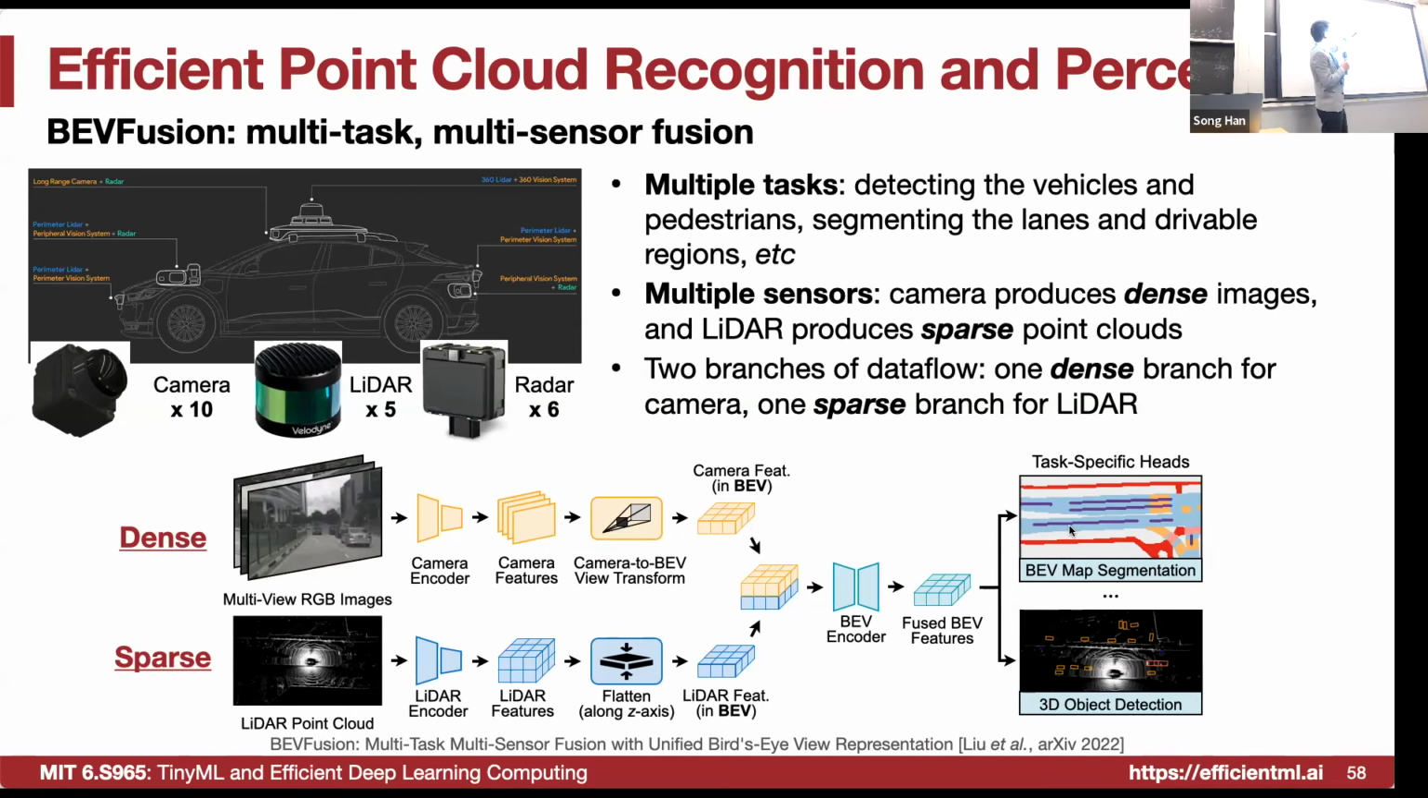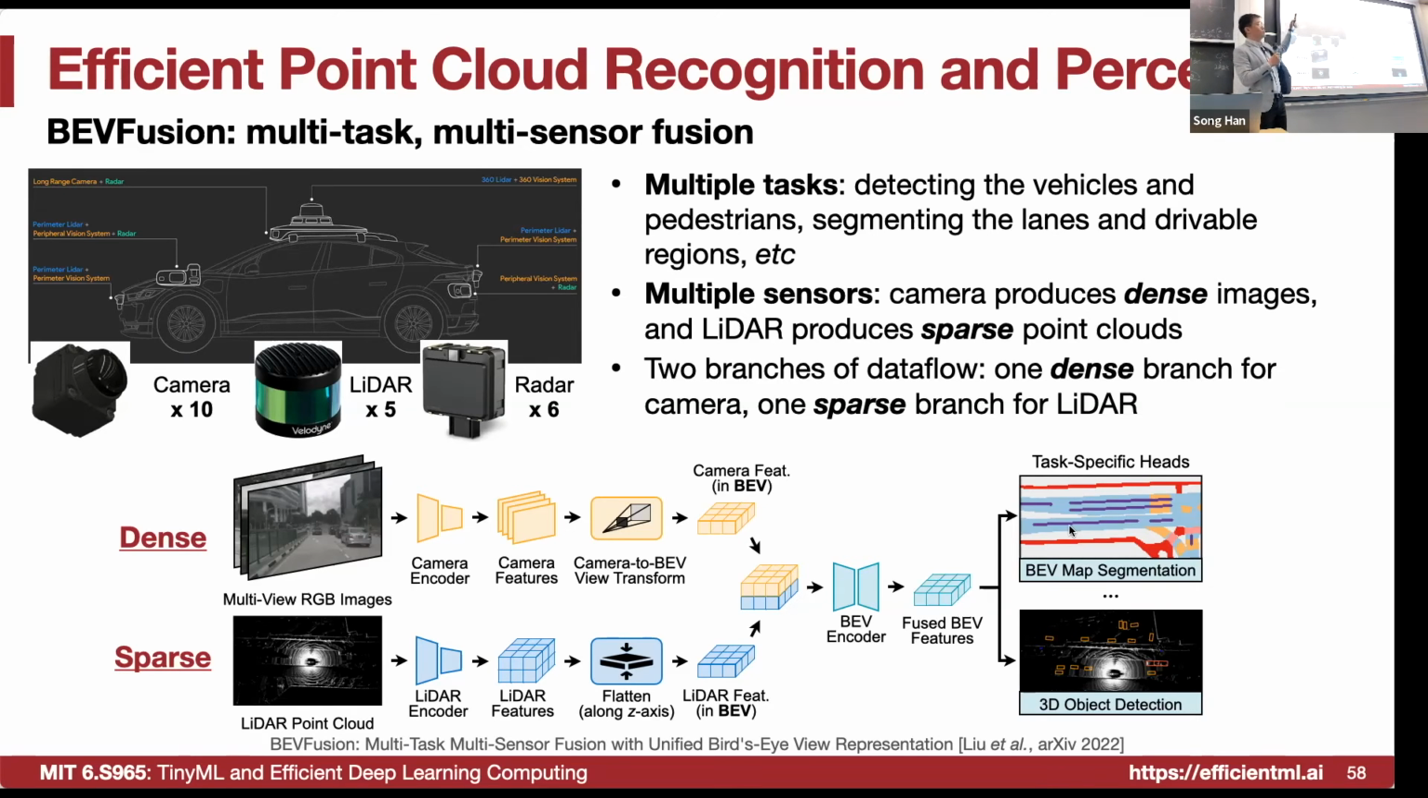Multiple tasks, including detecting the vehicles, segmenting the lanes and drivable regions, and also being able to fuse the cameras, which produce dense images, and LiDARs, which produce sparse point clouds. And there are two branches of data flow, one dense branch for the camera and another sparse branch for the LiDAR. Right? So that adds a lot of difficulty and challenges for efficient computing on top of such hybrid understanding of point clouds and also images.